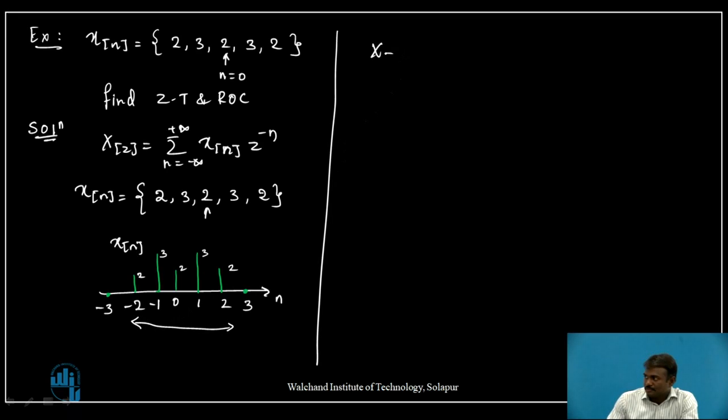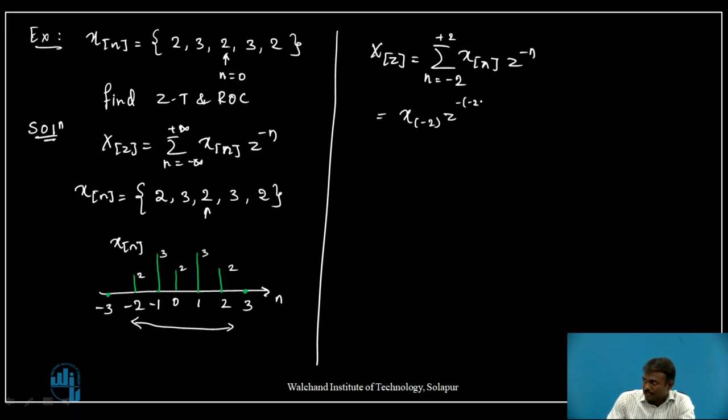Therefore X(z) is written as X(z) is equal to summation n equal to minus 2 to plus 2 of x(n) z to the power minus n here. Now this can be expanded and written as x(-2) z to the power 2 plus x(-1) z to the power 1 plus x(0) z to the power 0 plus x(1) z to the power minus 1 plus x(2) z to the power minus 2 here.